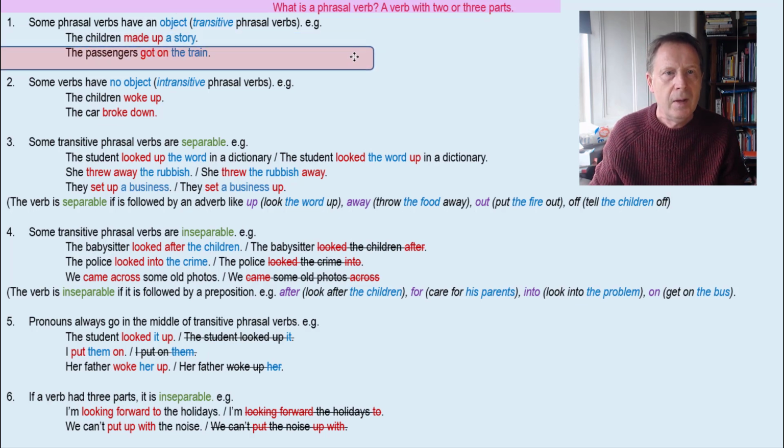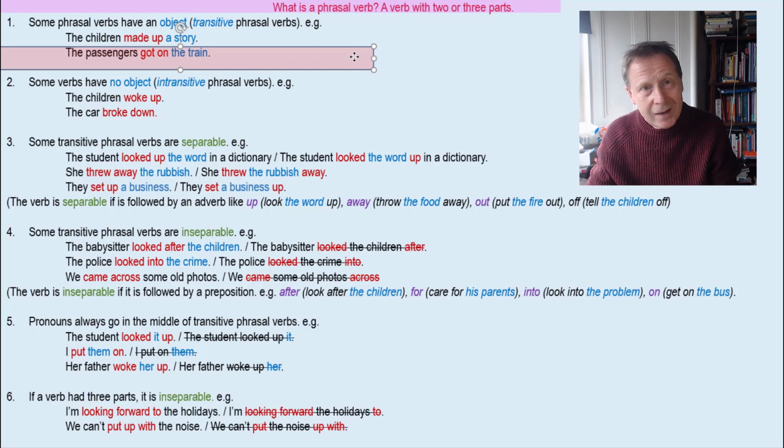Next example. The passengers got on the train. Got on is the phrasal verb. The train is the object of the phrasal verb.